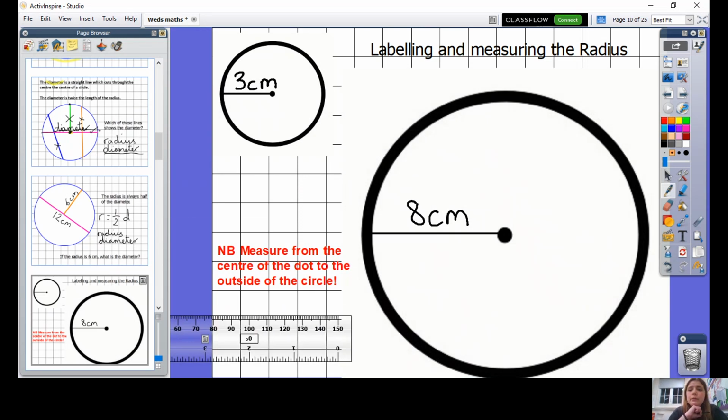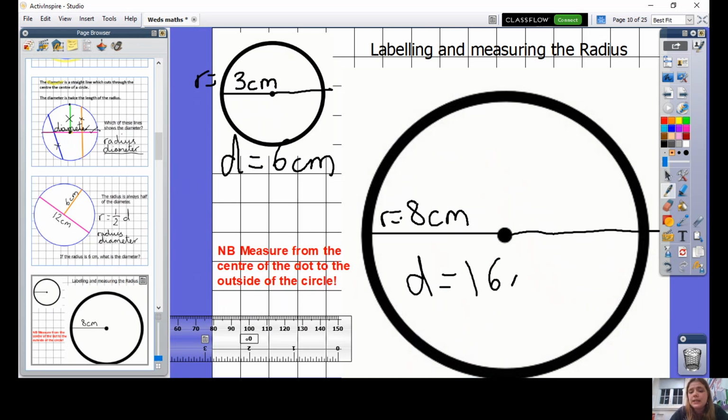Now, remembering that the radius is always half the diameter, if the radius is 3 centimeters in this shape, what would the diameter equal? If the radius is 3, what will the diameter be? The diameter is twice as long, so here it would be 6 centimeters. If the radius is 8 centimeters, what's the diameter going to be here? Well done, it's twice as long, so it would be 16 centimeters for this shape.